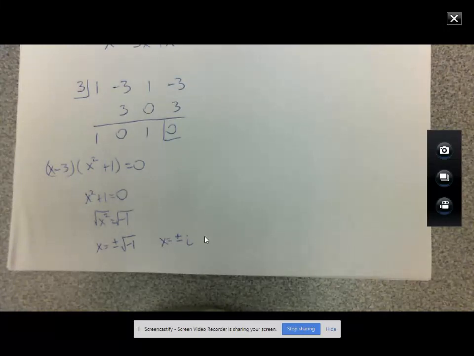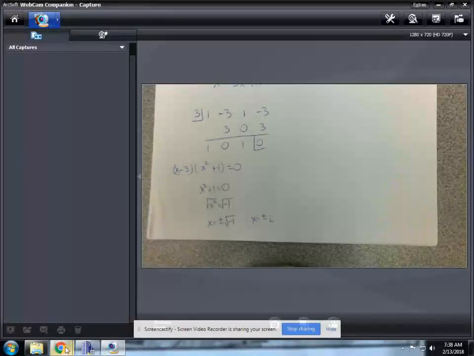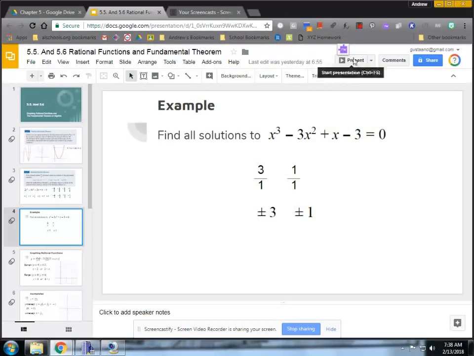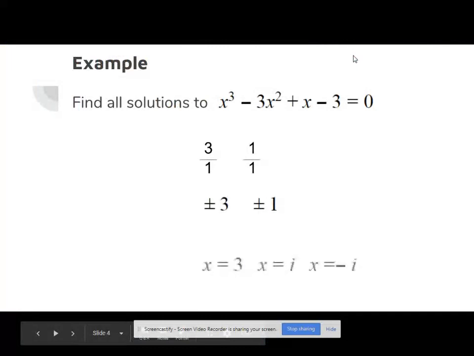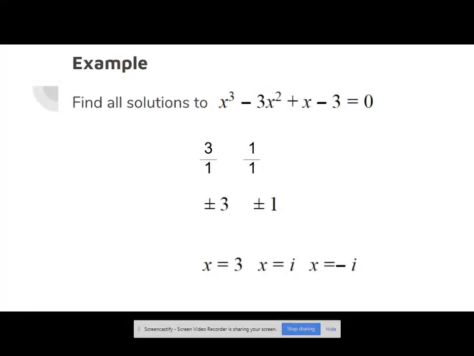So simply plugging in the numbers and seeing which one gives you 0 may not be the best way to do it. Find one, do the synthetic division, or long division, factor that out, and then go from there, because you might get some imaginary answers. So the answers for this one were 3, i, and negative i. Those were all the different solutions to this cubic equation.